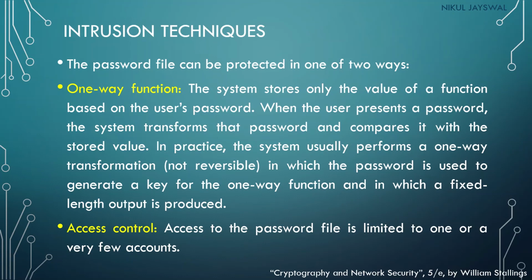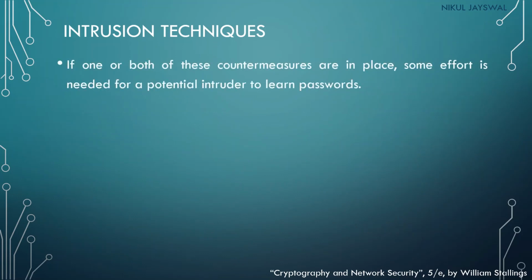Second is the access control. So access to the password file is limited to one or a very few accounts. So access control can also be implemented to give access to the password file only to particular users. If one or both of these countermeasures are in place, some effort is needed by a potential intruder to learn passwords. So if we use one of the methods, then the intruder has to use some techniques to identify the password of the user. So following are the techniques that can be used to learn the password from the user.